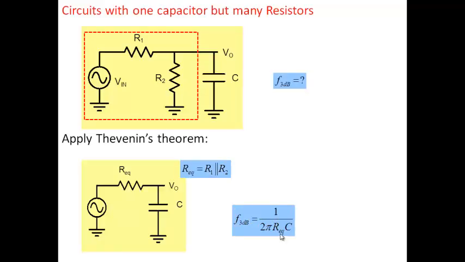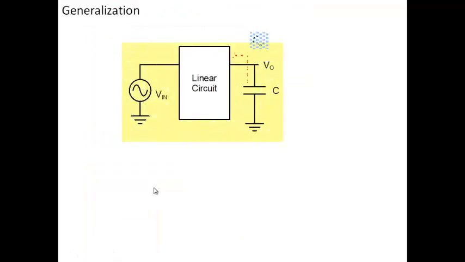All right, so you can get the cutoff frequency for single capacitor circuits in a straightforward manner by converting the rest of the circuit into its Thevenin equivalent. Okay, and so all it involves is calculation of R Thevenin or R equivalent. So for any linear circuit, take a Thevenin equivalent, calculate R equivalent, and calculate the 3 dB frequency.